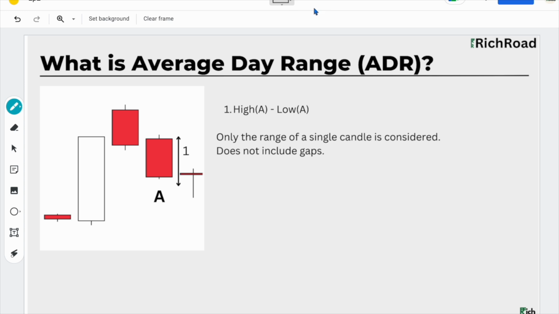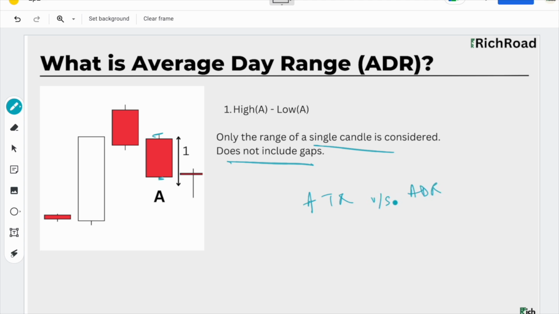So now we have understood the ATRs and the ADR. Pretty simple example here. Candle A, if you want to calculate the daily range of this, it will be the high minus low. Always positive number. So yeah, does not include gaps. Only the range of a single candle is considered. Amazing. So now we know what is the difference between ATR and ADR and how to use these.